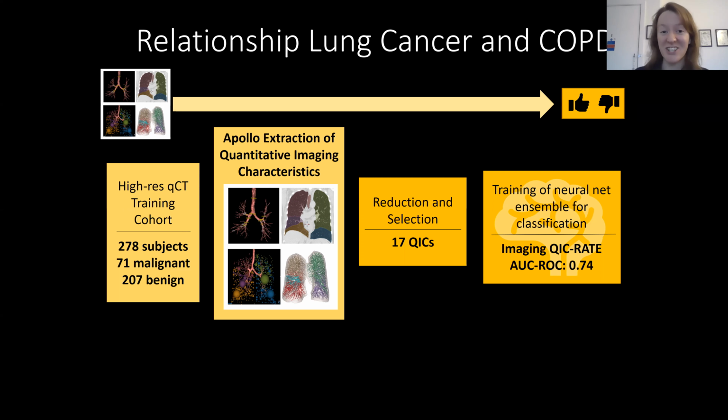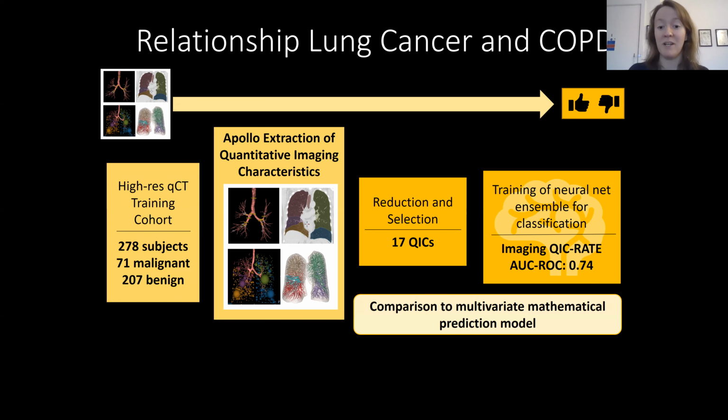We again did the reduction and selection of the specific features that were pulled by Vita Apollo, and did a training of different classifiers, finding that a neural network ensemble for classification was helpful, but it only achieved an AUC-ROC of 0.74, which is not perfect, but ultimately we wanted to look at what is the best case scenario in clinic right now.